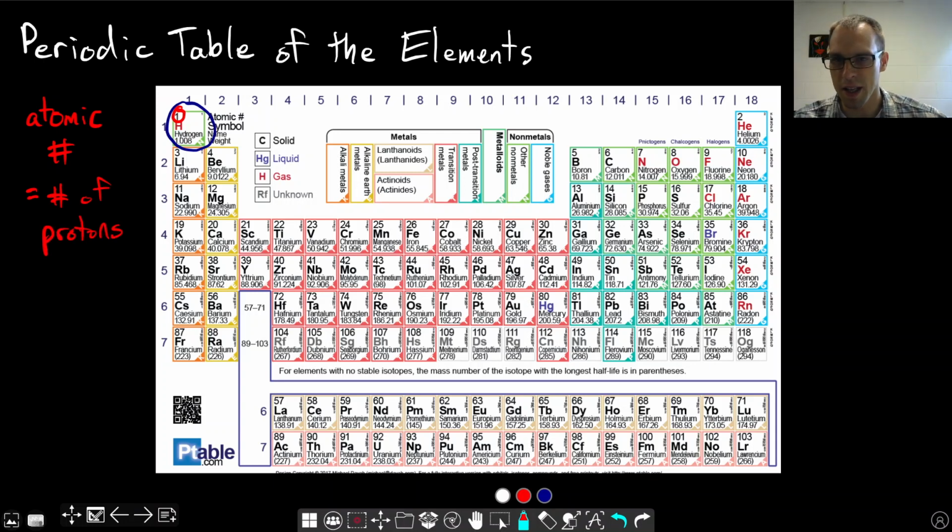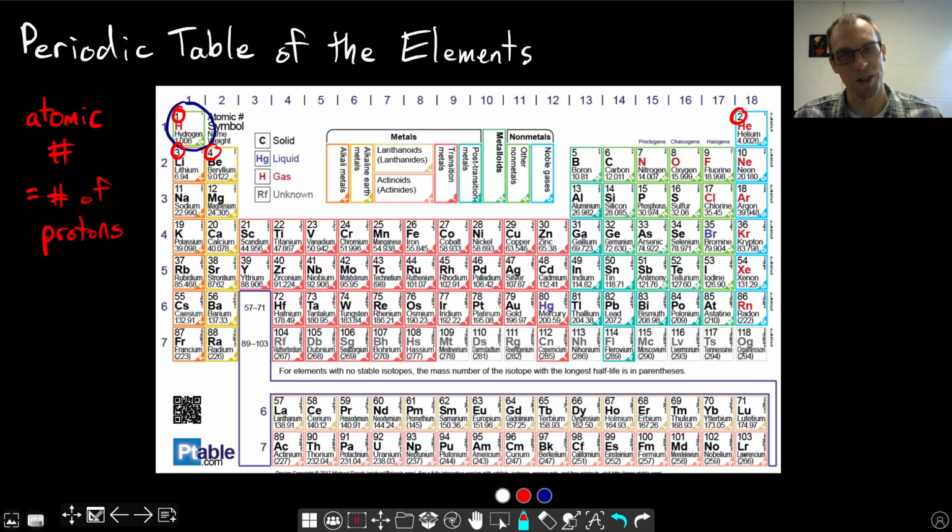And one thing you'll see is that as you go from left to right across the periodic table, with hydrogen we start at 1, helium is 2, lithium is 3, beryllium is 4, and you can pretty quickly see that this is just listed in increasing number of protons for the different elements that we have. So we start at 1 and go up to 4.